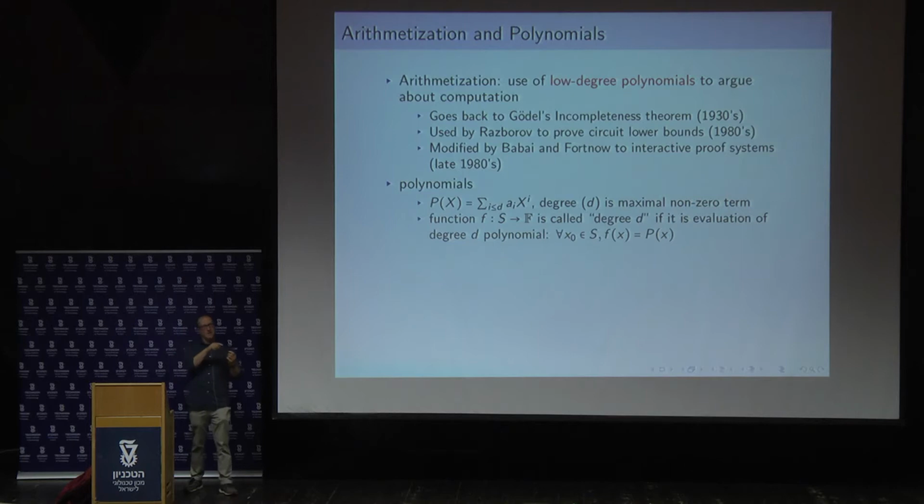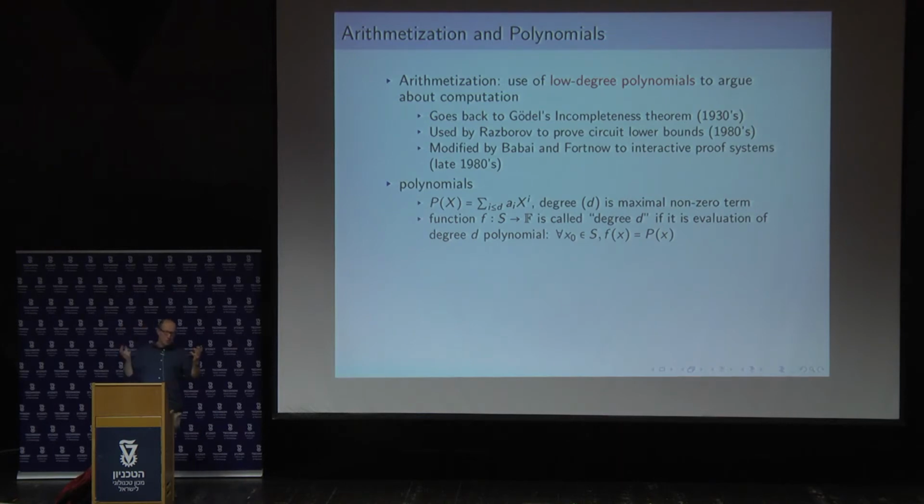So for instance, if the sequence is 1, 2, 3, 4, so f of 1 equals 1, f of 2 equals 2, f of 3 equals 3, f of 4 equals 4, what degree polynomial is this? It's a degree 1 polynomial. It's the polynomial f of x equals x. And if it had been f of 1 equals 1, f of 2 equals 4, f of 3 equals 9, the degree would be 2, and the polynomial would have been x squared. Good.